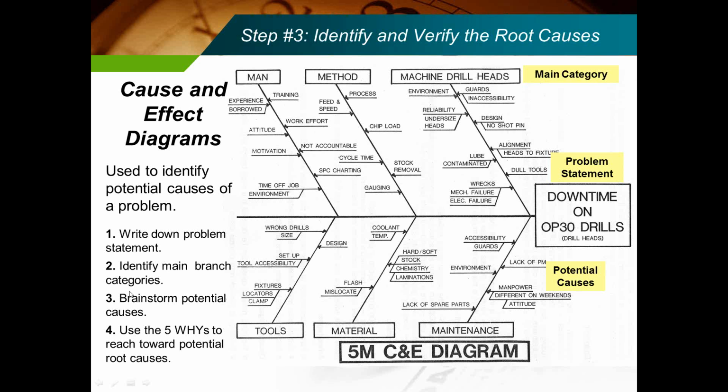So let me just show you an example here. In this example, this is a cause and effect diagram. It's a certain kind called the 5M diagram because it has man, method, machine, material, maintenance, and then they added tool here. What you do is you identify the problem statement. In this case, the problem statement is that there's downtime on the Operation 30 drills, the drill heads. You then identify the main categories, which we already said. In this case, it already has identified some: man, method, machine, maintenance, etc.